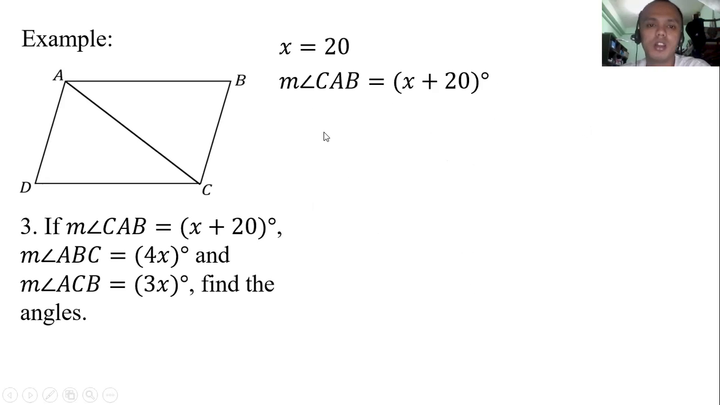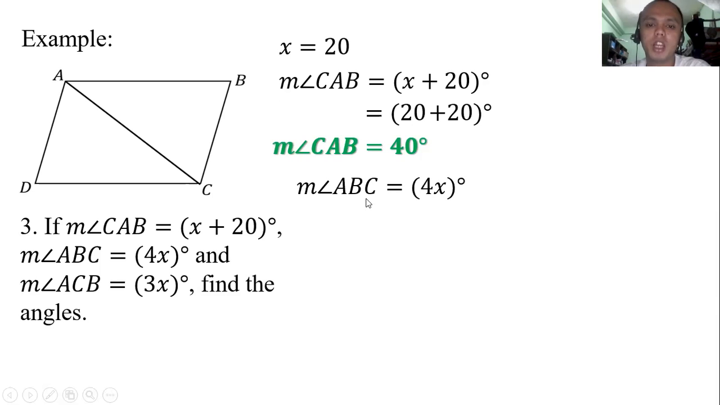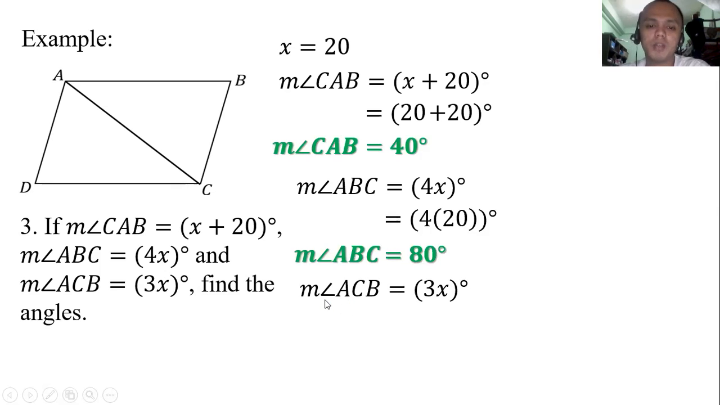Okay? And then, here, if your x is 20, your measured angle CAB is equal to x plus 20. Substitute your x to 20. 20 plus 20, that would be equal to 40 degrees. Okay? Next, measured angle ABC is equal to 4x degrees. Your x here is 20, so you have 4 times 20. That would be equal to 80 degrees. Next, measured angle ACB is equal to 3x degrees. Substitute your x to 20, so you have 3 times 20. That would be equal to 60 degrees. Okay? So, nakuha na natin isa-isa, no?